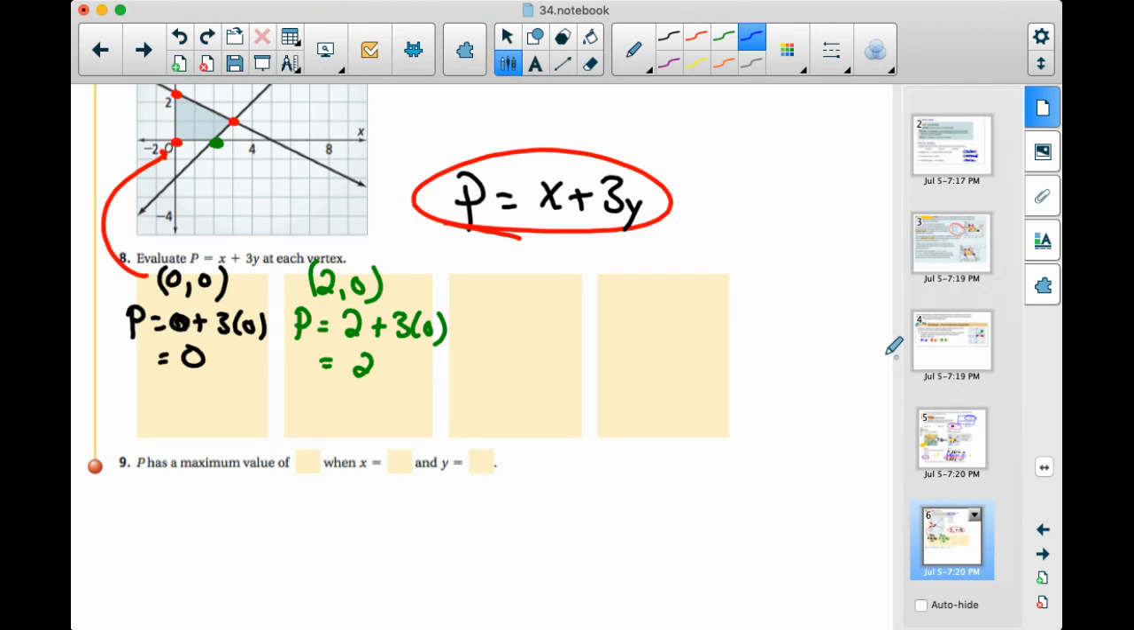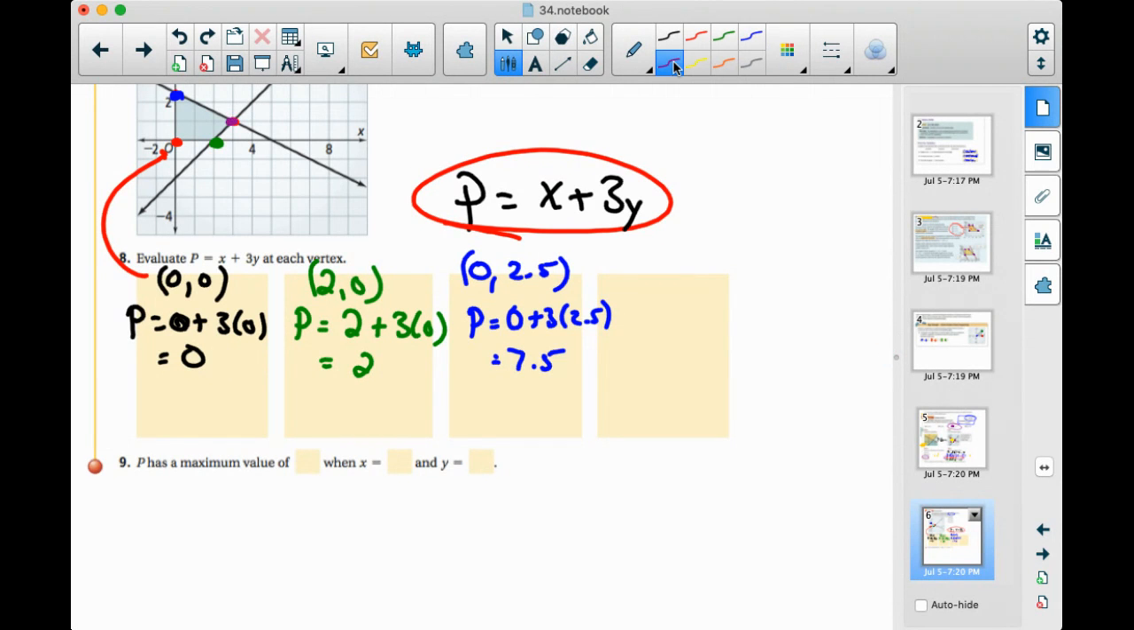All right, next, let's do this one right here, this blue one. That ordered pair looks like 0, 2.5. All right, so we'll go p equals 0 plus 3 times 2.5. All right, again, $2.50 times 3. Think about that mentally. That gives us 7.5.